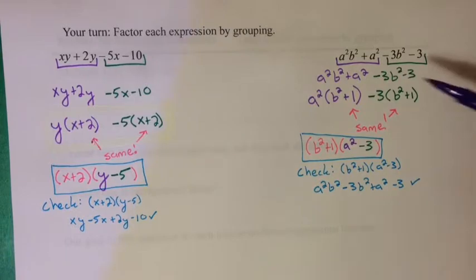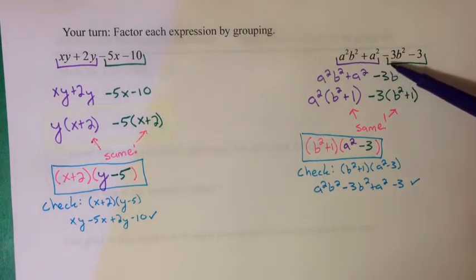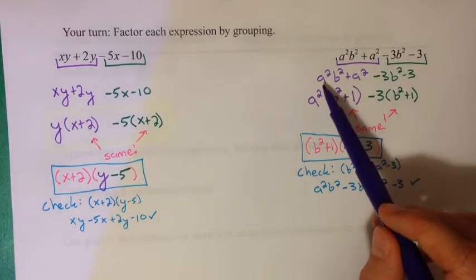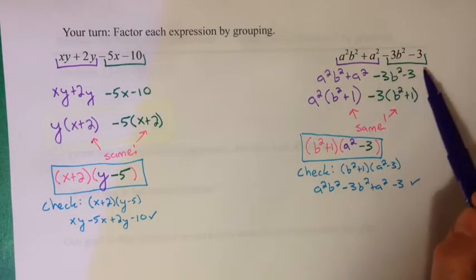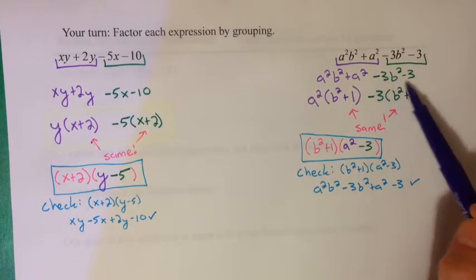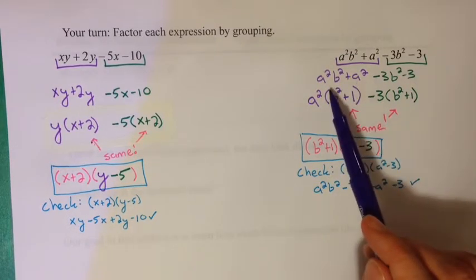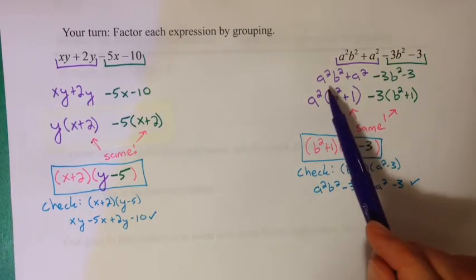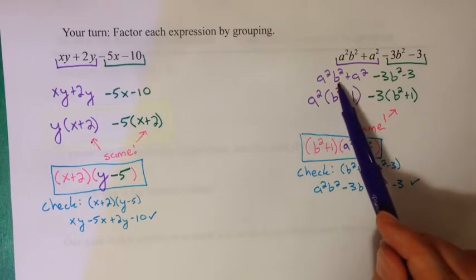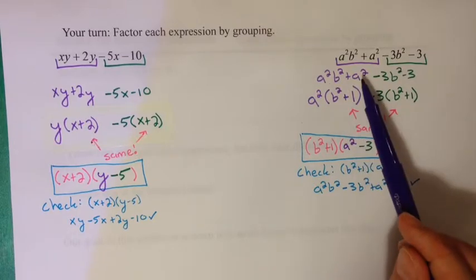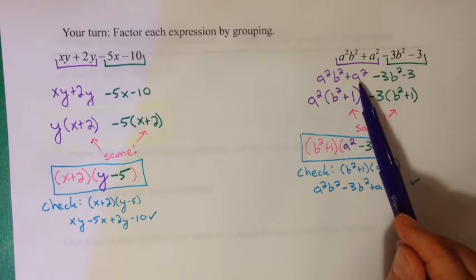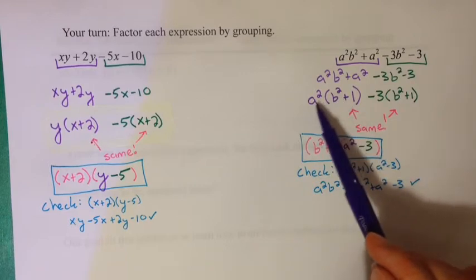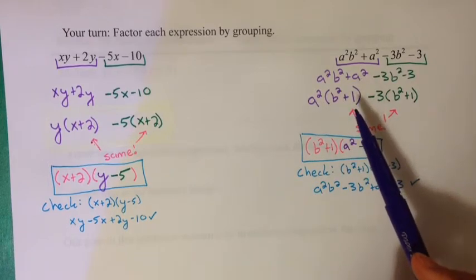My second example is a squared b squared plus a squared minus 3b squared minus 3. I paired the first two terms together, a squared b squared plus a squared, and the last two terms together, negative 3b squared minus 3. From the first two terms, I'm able to factor out an a squared, since they both have an a squared in them. Now, when I remove an a squared from a squared b squared, I'm left with b squared. When I remove an a squared from a squared, there's not really anything left over, but I need a 1 as a placeholder, so that if I multiplied things back out, I would get back to where I started.